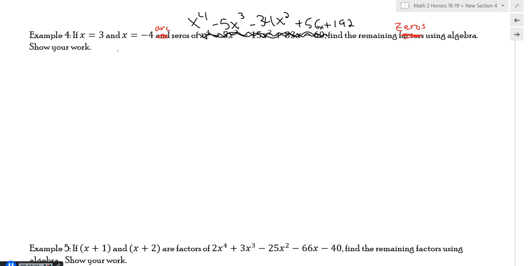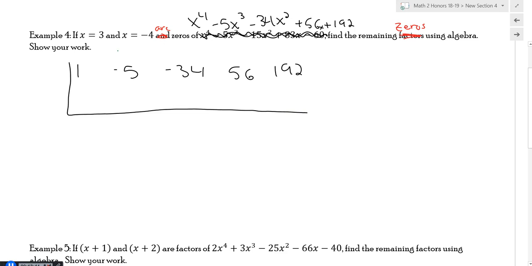So, the only difference in this problem is we have 2 zeros that are given to us. So we set up the problem doing one at a time. So I'm going to grab my coefficients. I have 1, negative 5, negative 34, 56, and 192. And we're going to put the 3 on the outside. So we bring down the 1. 3 times 1 is 3. Add, we get negative 2, which is negative 6.